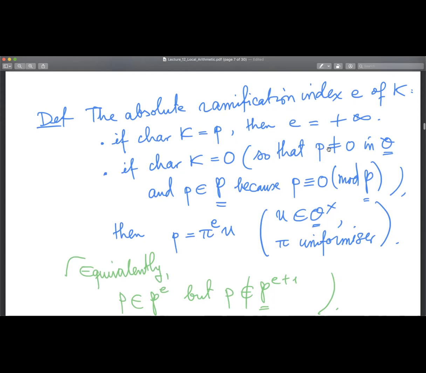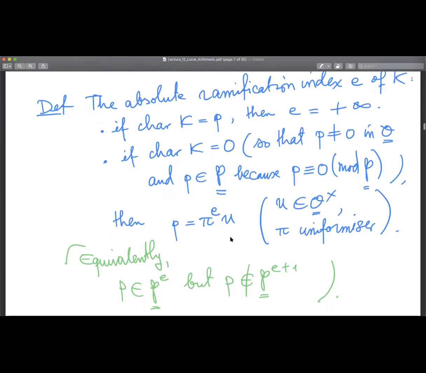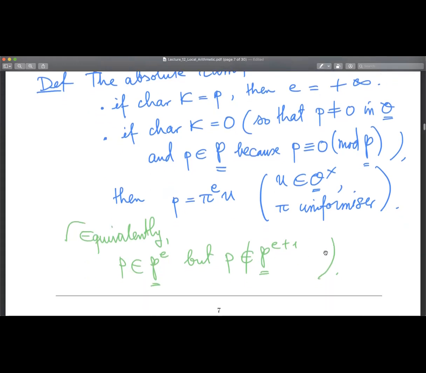But p, although it's not 0 in the ring O, is equal to 0 in the residue field, little k. So the number p will belong to the ideal P. As such, you will be able to write this p as some power of the uniformizer times a unit U. Here I'm already using the fact that the only ideals of this ring O are the ideal P, its square, its cube, its fourth power, and so on.